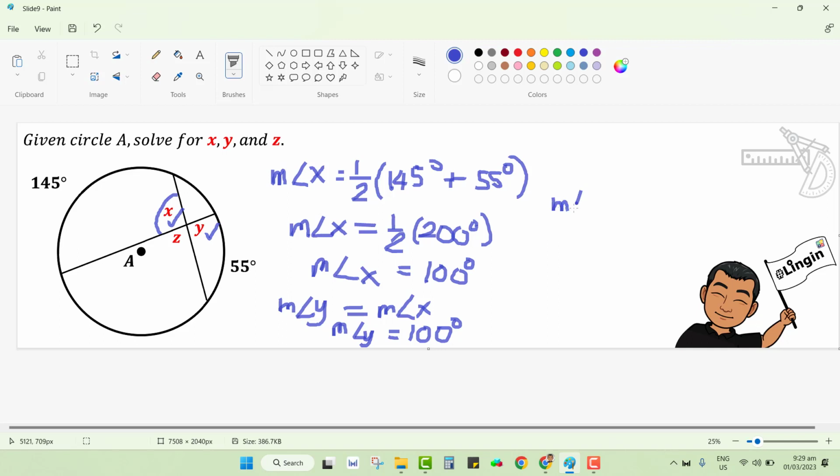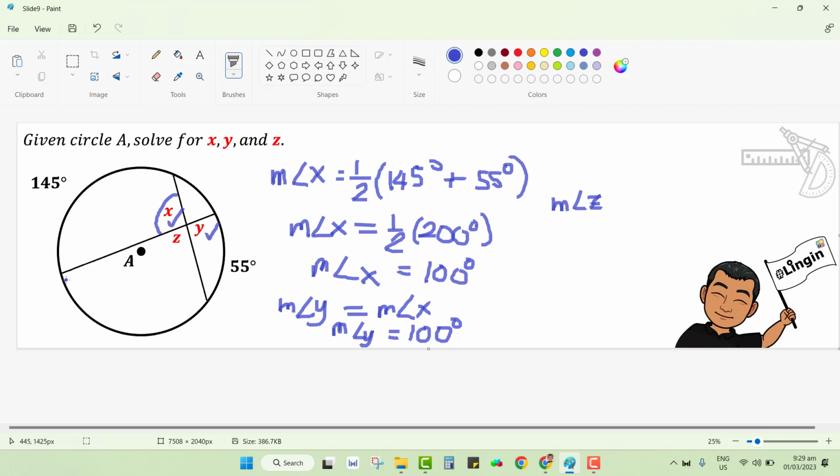For the measurement of angle Z, since it is the same as X and Y, you could also use the same concept. The circumference of the circle is 360 degrees, and the sum of the given arcs is 200 degrees. Whatever the measurement of the arc intercepted by angle Z and the arc opposite it, or its vertical angle, their sum must be the remaining 160 degrees, and when divided by 2, you get Z equal to 80 degrees.